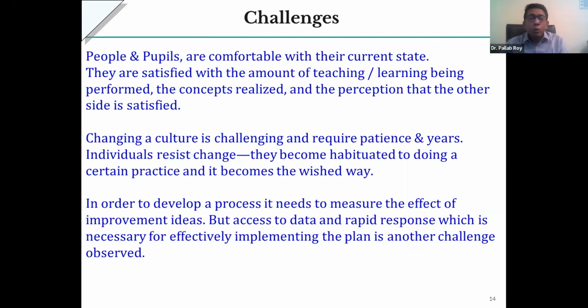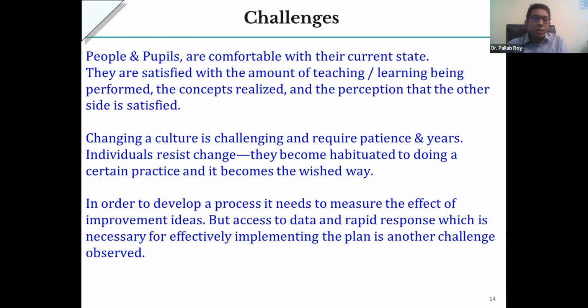Now, challenges. Surely we know that we are comfortable with our current situation and we are satisfied with the amount of teaching or learning. If I'm a student, I'm satisfied with the amount of learning I got. If I am an academician, I'm satisfied with the amount of teaching I'm providing. The perception is that the other side is satisfied. So this was really a challenge. When I'm trying to change a culture, it is a challenge and it requires patience and years. But this is the first step, and if I can continue this, someday it will surely bring something good for the department.